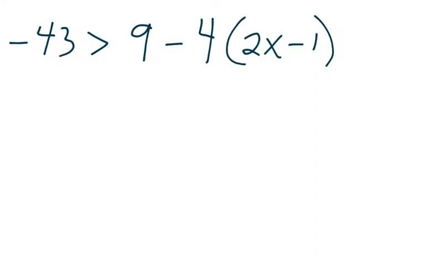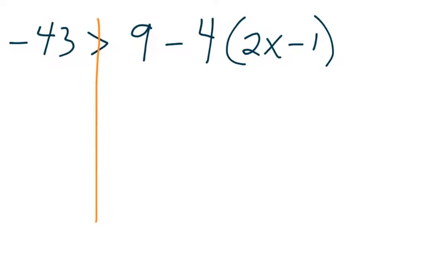So let's look at our next example. Negative 43 is greater than 9 minus 4 times the quantity 2x minus 1. So the first thing we're going to do, and again, if the pace is too fast, pause the video because maybe you're still writing a problem. You've got to copy these down to be successful in math because you develop that mind and mental connection to what you're doing more effectively when you write it down. So make sure you write these problems down. If ever the pace is too fast, stop it.